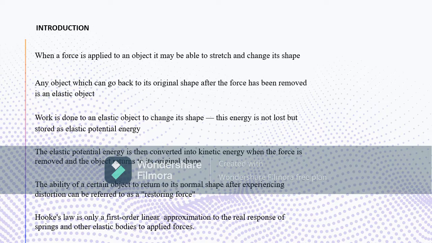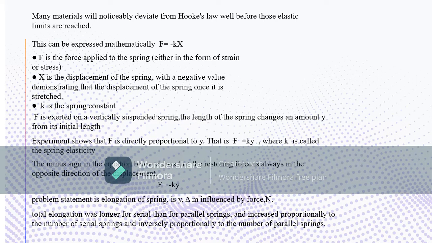The elastic potential energy is then converted into kinetic energy when the force is removed and the object returns to its original shape. The ability of certain objects to return to their normal shape after experiencing distortion is referred to as restoring force. Hooke's law is only a first-order linear approximation to the real response of springs and other elastic bodies to applied forces. Many materials will noticeably deviate from Hooke's law well before those elastic limits are reached.